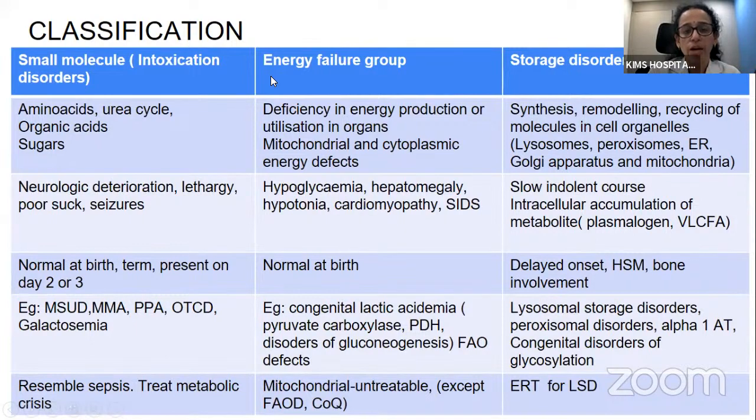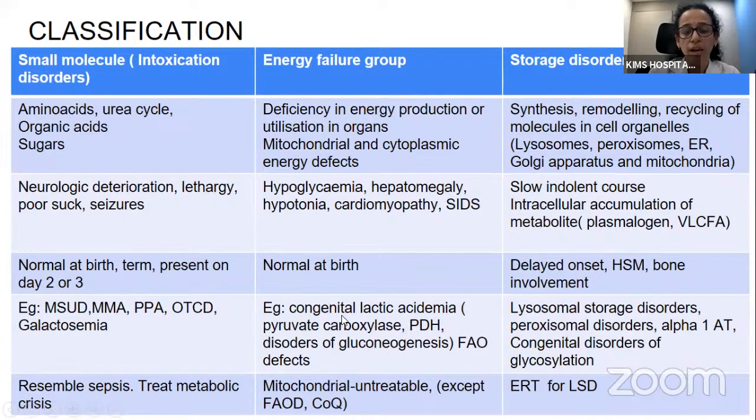So coming to the second group, which is the energy failure group, in which there will be a deficiency in energy production or utilization in various organs like liver, brain, and heart, which leads to the production of the symptoms. So these are seen in mitochondrial and cytoplasmic energy defects. The symptoms in this group will be hypoglycemia, hepatomegaly, hypotonia, cardiomyopathy, and a previous history of sudden infant death syndrome. These babies also are normal at birth, and the symptoms occur later on.